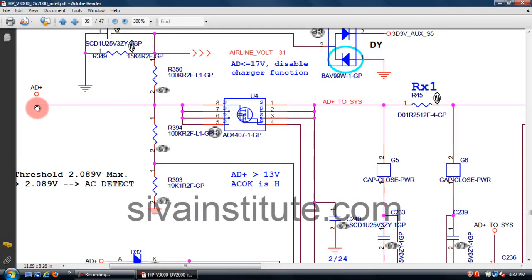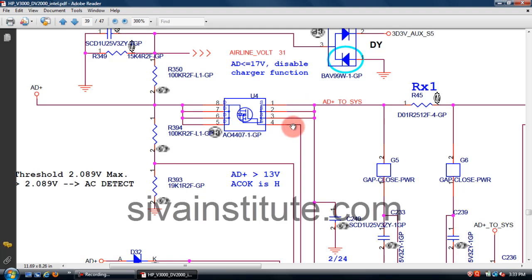This voltage comes from page number 46. This is page number 39. This voltage goes to U4, pins number 5, 6, 7, 8. You should check whether voltage is there or not here. Nearly 18 volts will come here. I connected an AD voltage of nearly 17 volts, a 15 volt adapter. This voltage will come here, 14 to 15 volts. No voltage at this point.